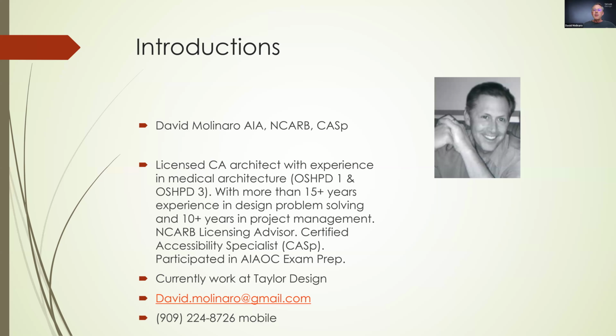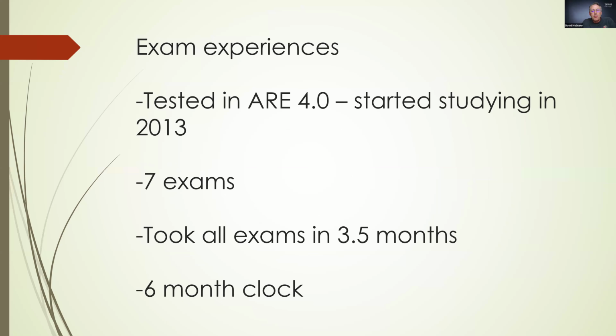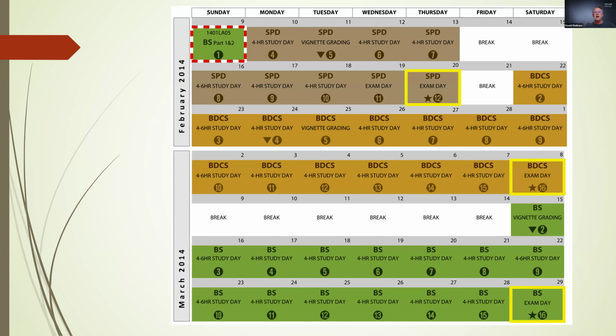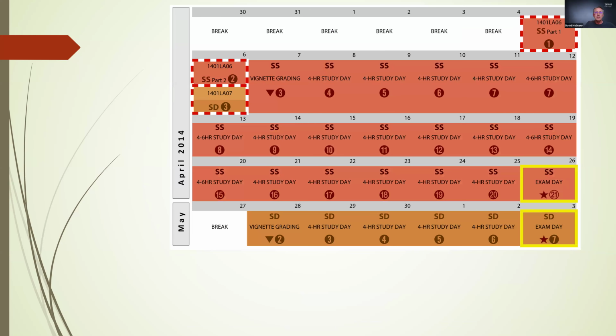I'd like to start by telling you a little bit about my own testing experience. I'm a person who went into architecture more mid-career. I went back to school and I tested under ARE 4.0, the previous version. I started studying a little over 10 years ago. At that time, there were 7 exams, and what worked for me was taking all of the exams pretty quickly. We also had something called a 6-month clock. So I found a study regimen that worked for me, and it was fast paced. It was a test every 2 to 3 weeks, and I had to get through all the tests.